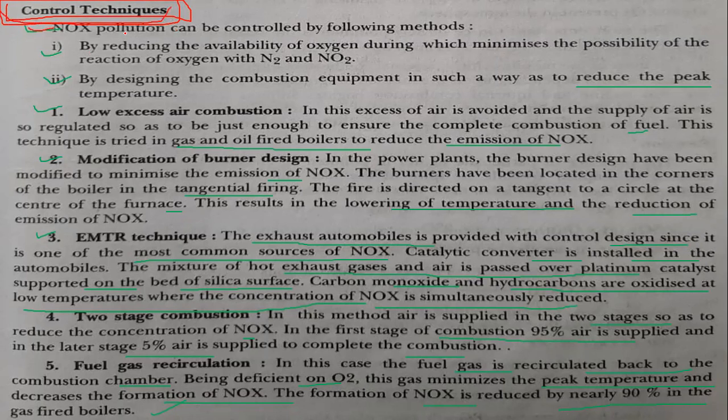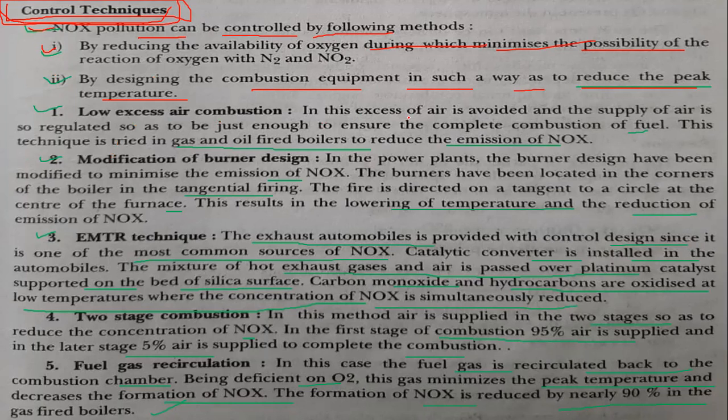See, NOx is a pollutant. NOx pollution can be controlled by the following methods. First, by reducing the availability of oxygen during the process, so there should be no excess of oxygen. Then, by designing the combustion equipment in such a way that it reduces the peak temperature, the temperature at which nitrogen oxides form more, which we have to control. So, low excess air combustion.